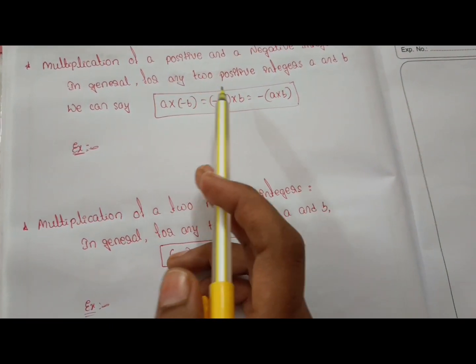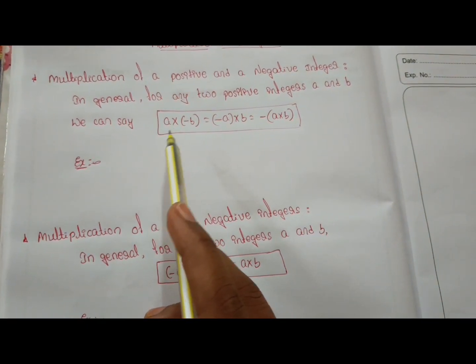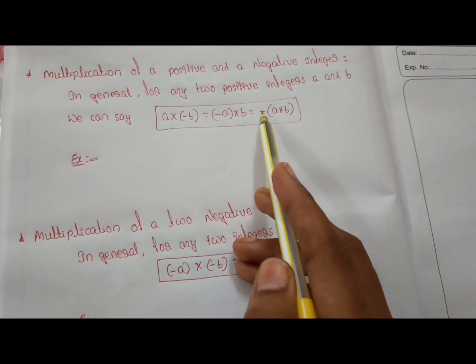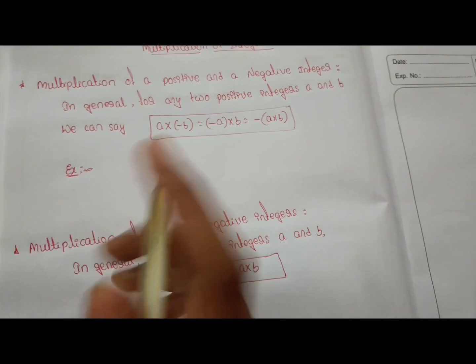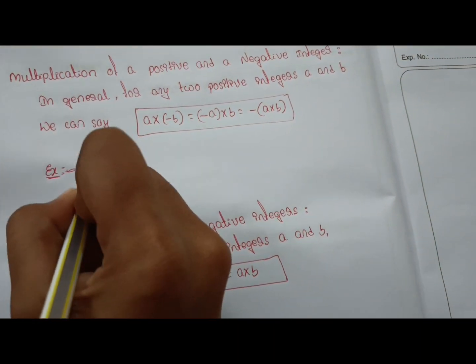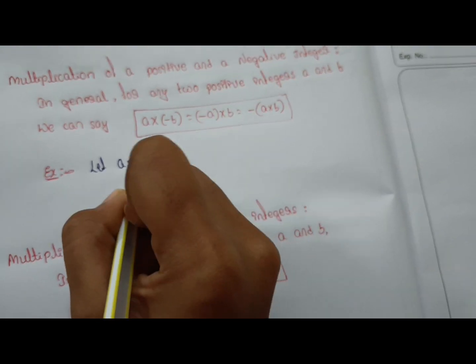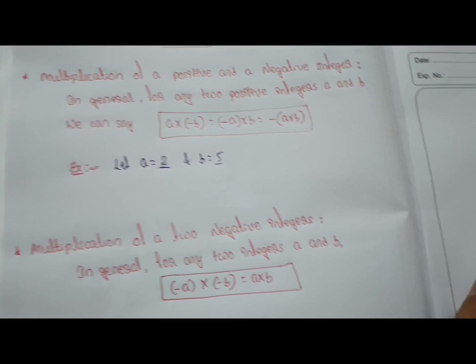In general, for any two positive integers a and b, we can say that a into minus b is equal to minus a into b. That is equal to minus of a into b. We will take one example, then you guys will easily understand. Let a is equal to 2, this is one positive integer, and b is equal to 5, this is also a positive integer.